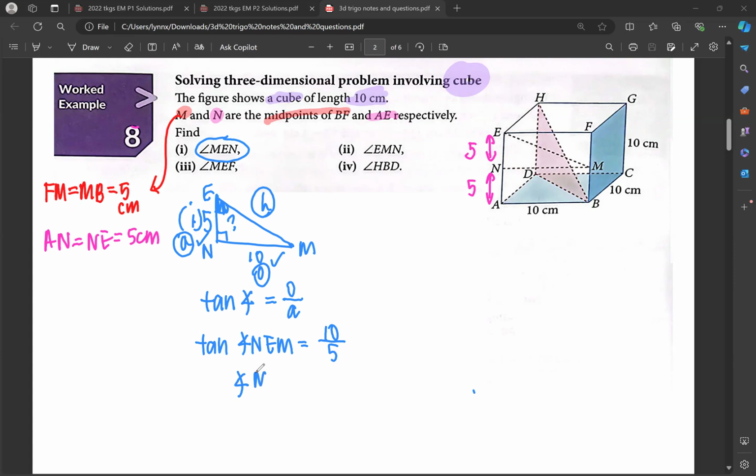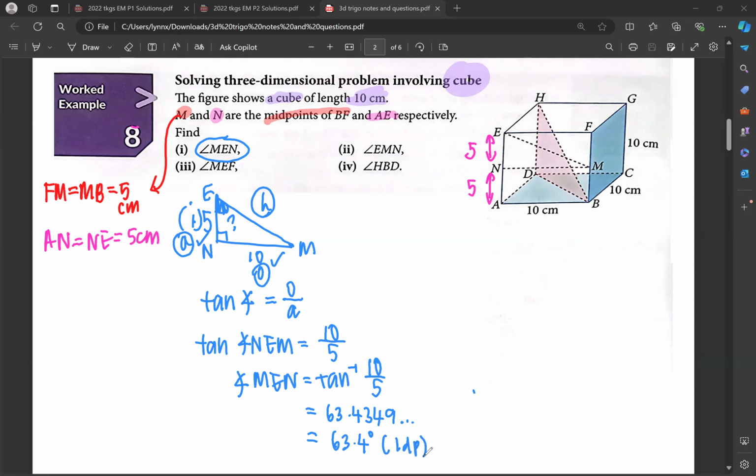But the question asks for MEN. Are they the same? They are the same. So how to find angle MEN? Tangent inverse 10 over 5. And what does that give you? 63.434, I need some more. 4349. Okay, dot, dot, dot, which is equal to, at the end of the day, 63.4 degrees. Because why? Your final answer needs to be in 1 dp.